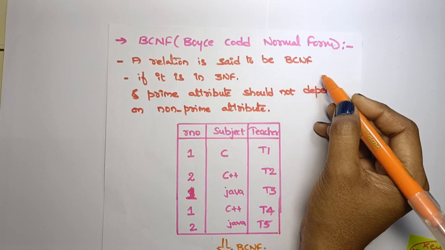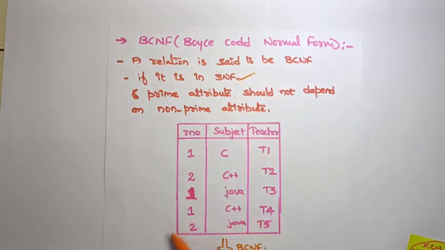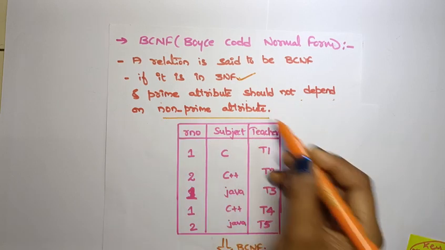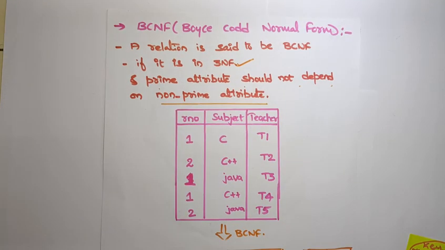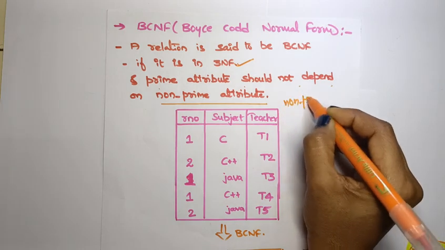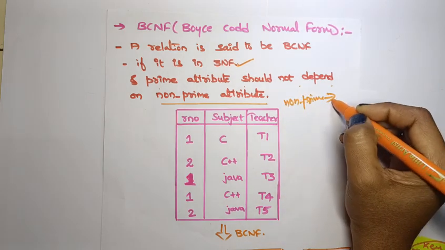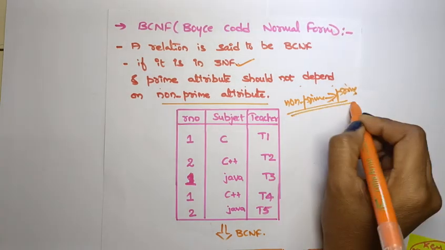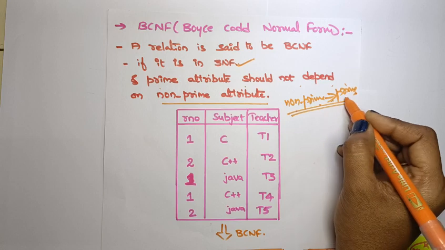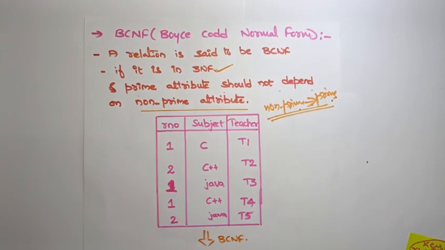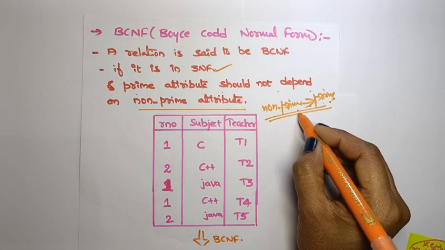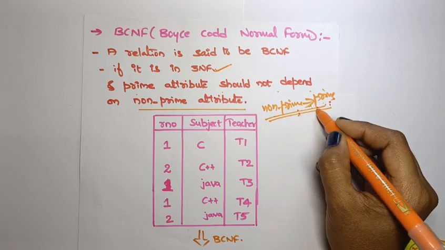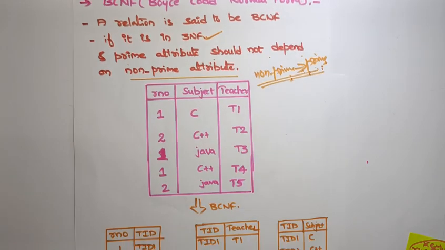A relation is said to be in BCNF if it is in 3NF, and a prime attribute should not depend on a non-prime attribute, which is nothing but a non-prime attribute should not determine the prime attribute. Okay. So here, a non-prime attribute should not determine the prime attribute, key attribute you can say. A non-key attribute should not determine the key attribute. If it determines, it is not in BCNF. We will see with an example.